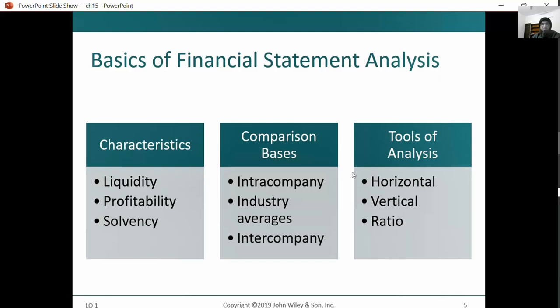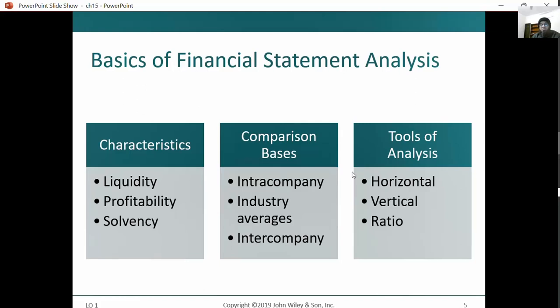Liquidity, profitability, and solvency are the three lenses from which we measure the health of the company. First, whether the company is liquid or not. It means whether the company is able to pay off its liabilities and expenses as and when they become due. Its focus is on cash, whether the company holds a sufficient amount of cash to pay off its liabilities and expenses.